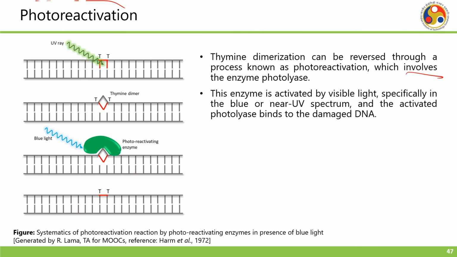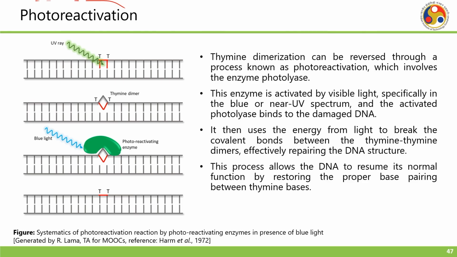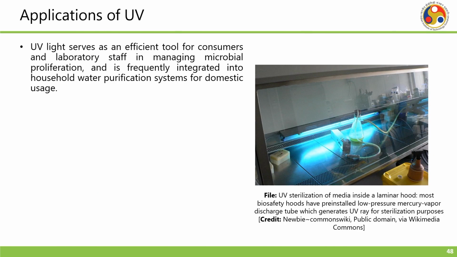So, this enzyme is activated by visible light, specifically in the blue or near UV spectrum, and the activated photolase binds to the damaged DNA. It then uses the energy from light to break the covalent bonds between the thymine dimers, effectively repairing the DNA structure. This process allows the DNA to resume its normal function by restoring the proper base pairing between thymine bases.